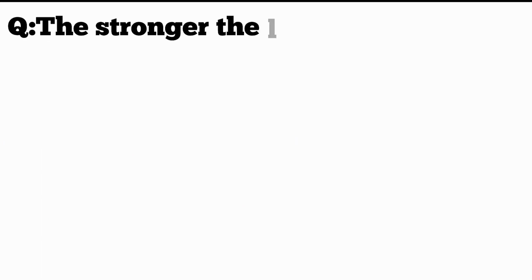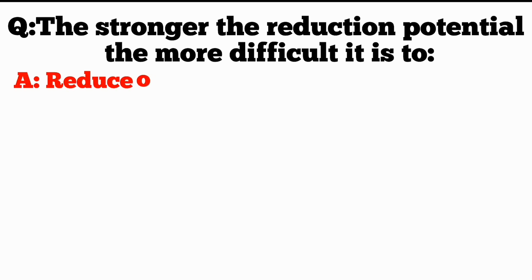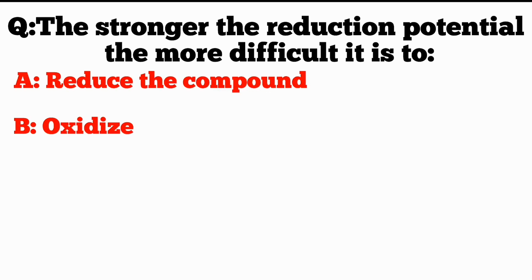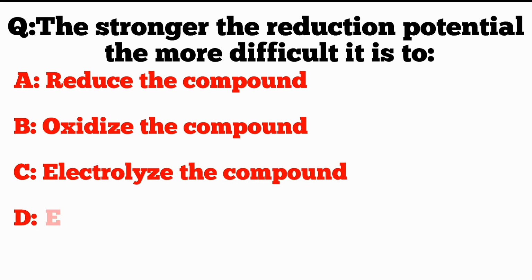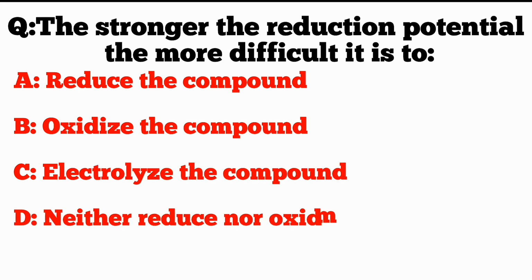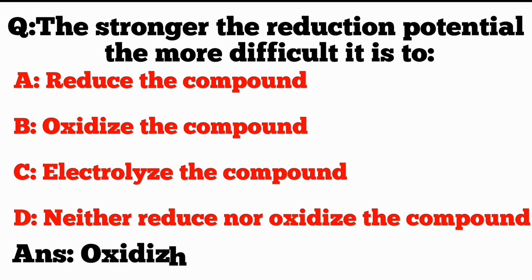Q. The stronger the reduction potential, the more difficult it is to A. Reduce the compound. B. Oxidize the compound. C. Electrolyze the compound. D. Neither reduce nor oxidize the compound. Answer: Oxidize the compound.